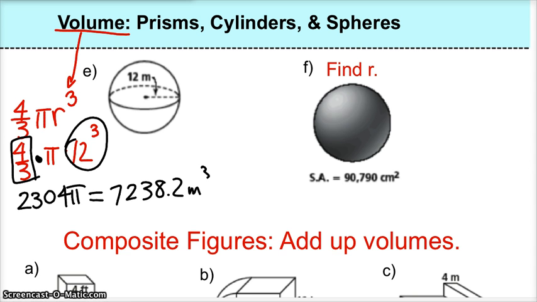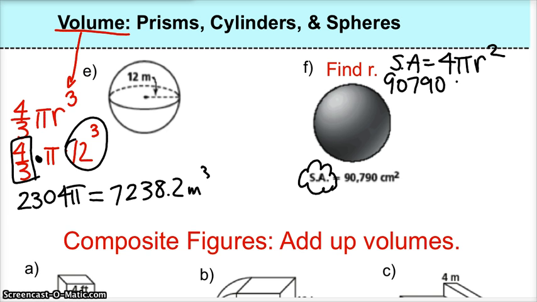Letter F. You're trying to find r, and it looks a little bit goofy. They gave you surface area, so stop for a second, go back and think surface area. Surface area of a sphere is 4 pi r squared. So they gave me this humongous value for 4 pi r squared. That's multiplication, so I'm going to get the r by itself.